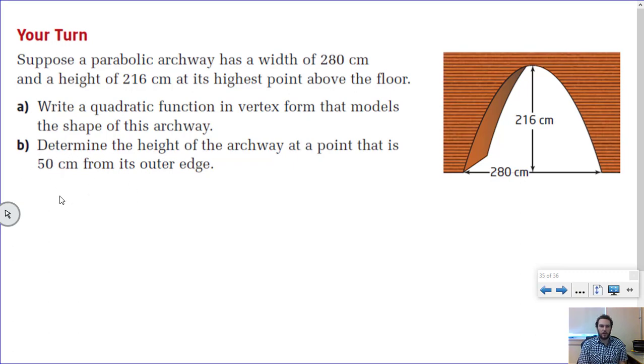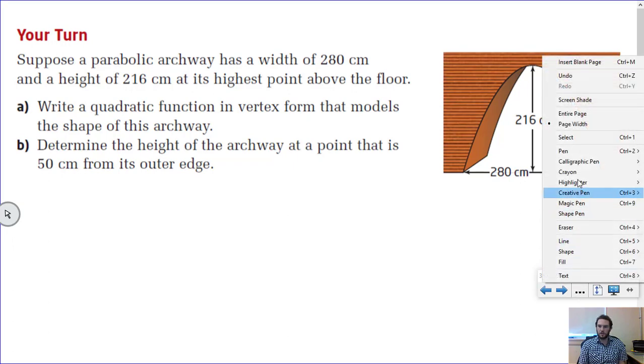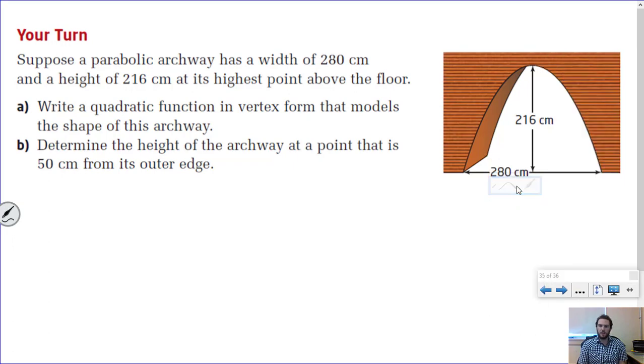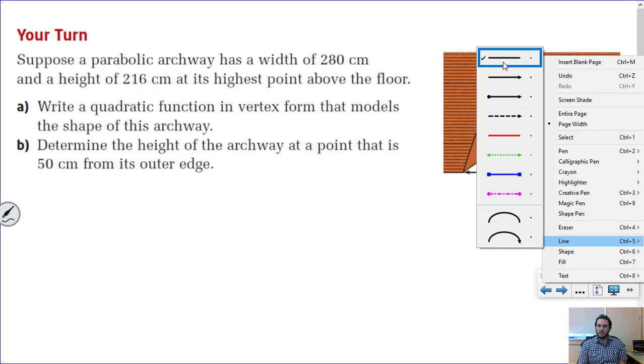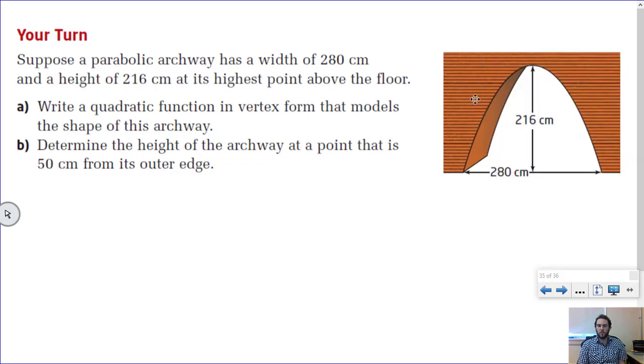So for part A, we need to find the equation of the function. So what we're going to do, just like we have been, is look at the information that we're provided and try to find the vertex. What you'll notice is that there are different ways that we could put the Cartesian plane on this parabola. We could have our xy axis right here at this point, right?